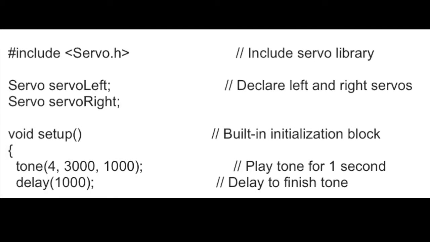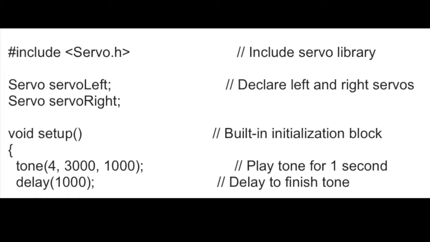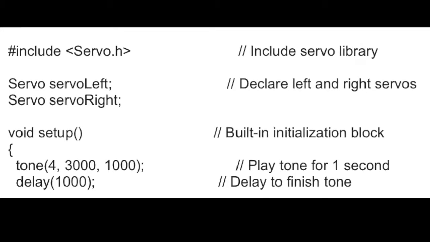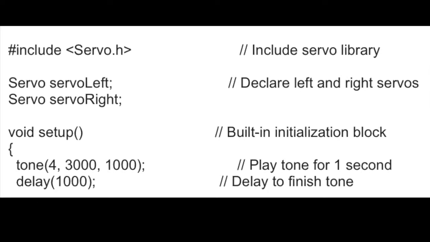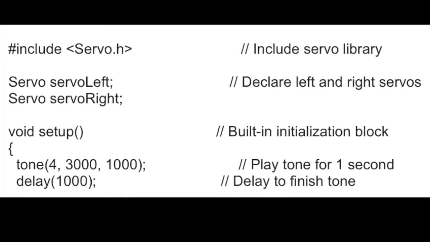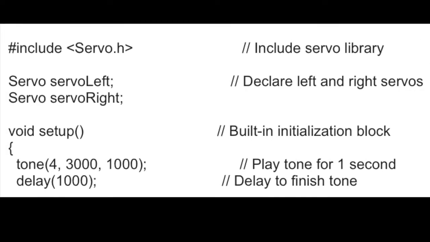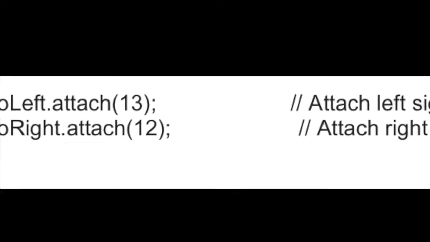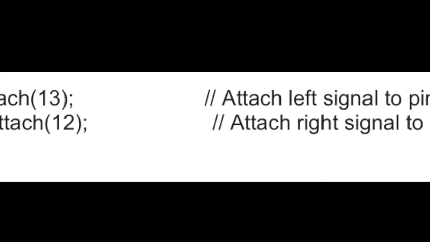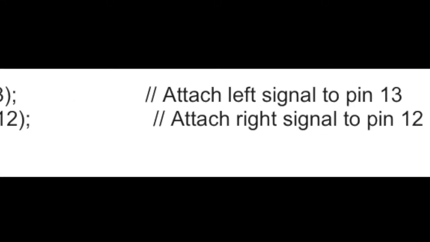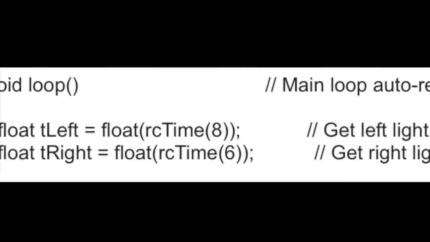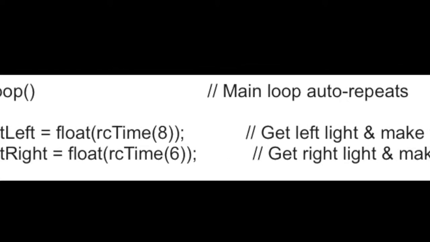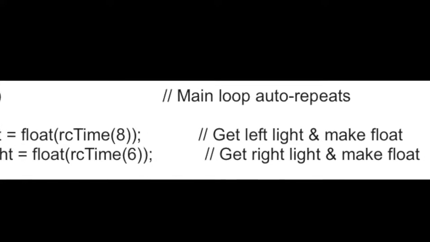First, both servos are included in the library, and set up the tone in pin 4 to 3000 Hz and a delay for a second. And then attach servo left and servo right to pin 13 and pin 12. In the loop section, make both left and right light float.